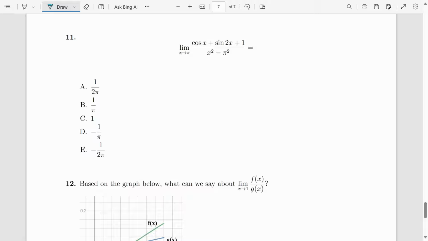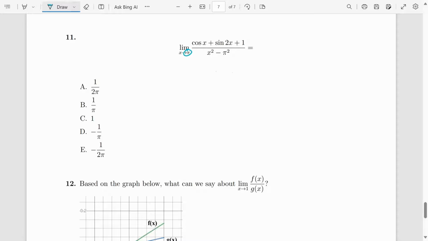What L'Hopital's rule says is if you plug in the value that x approaches, in this case it's pi, and what you get is 0 over 0 or infinity over infinity, you can do something special after that. I'll explain what that is after we actually do that.